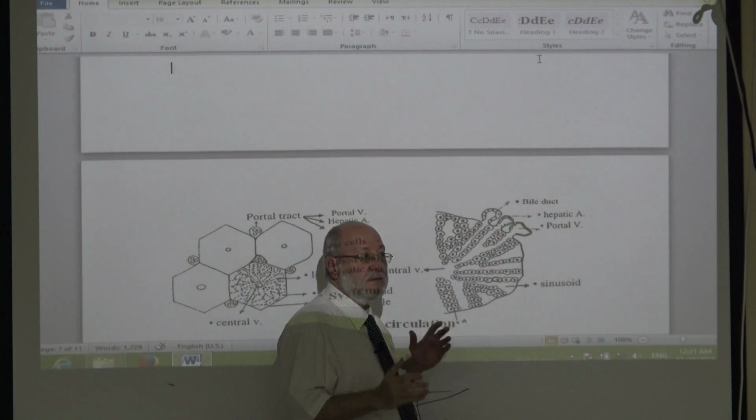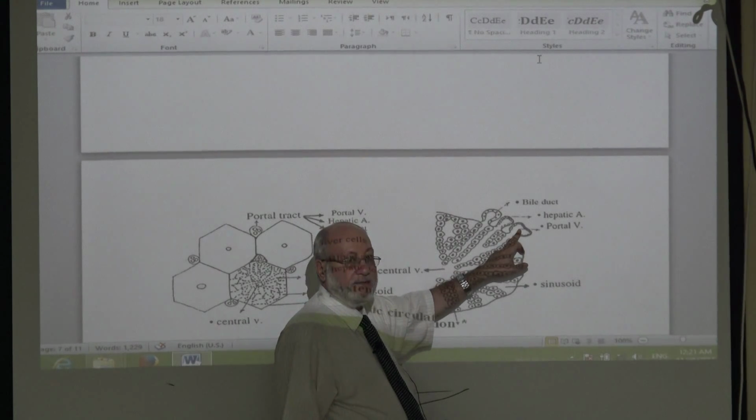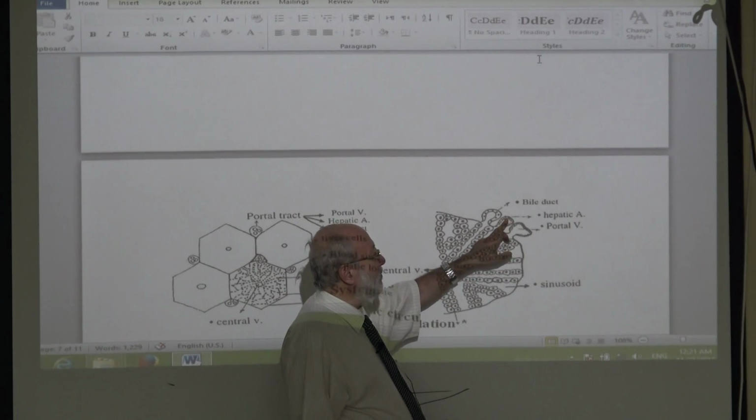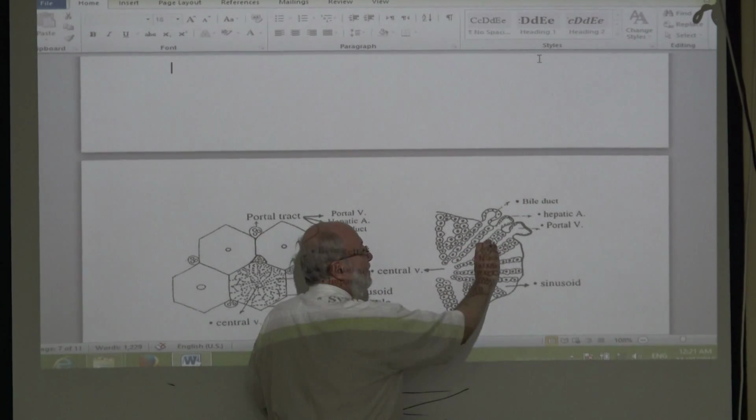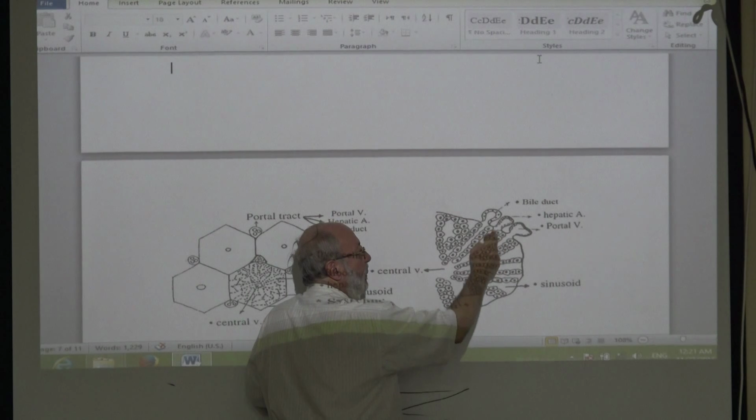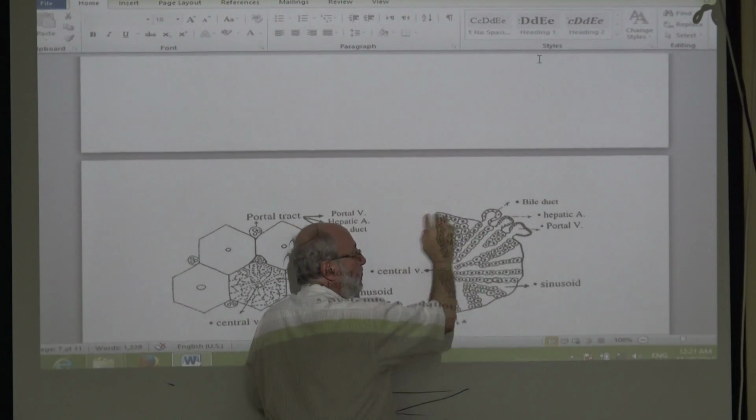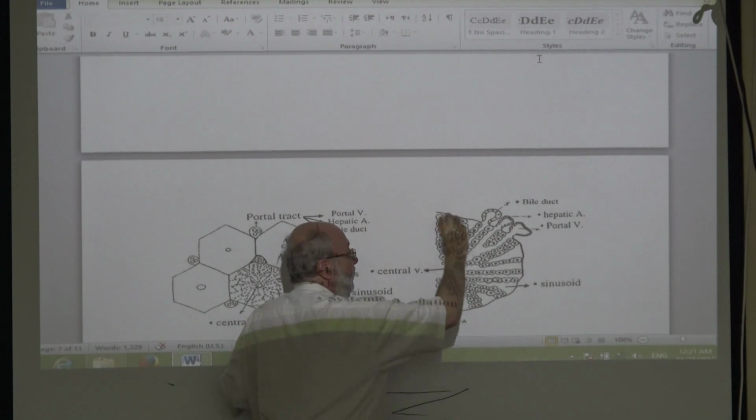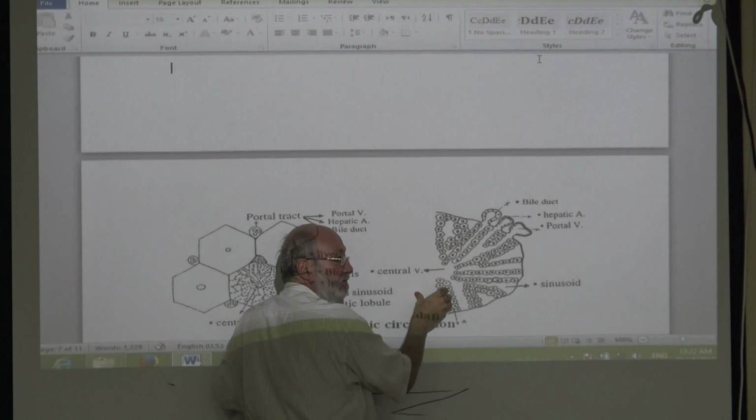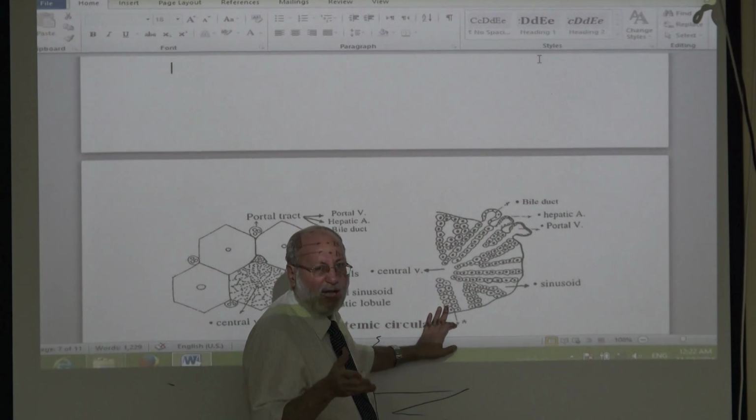How does the blood run now? The blood inside the portal vein and the hepatic artery passes to the sinusoid, where the blood of the portal vein and hepatic artery mix together and circulate from peripheral to central. In the periphery, it circulates in sinusoids. The sinusoid can be considered as some sort of capillary.